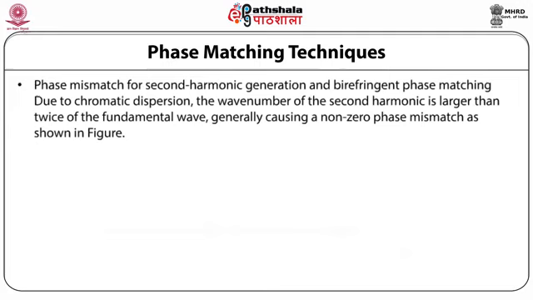Phase matching techniques. The chromatic dispersion of an optical medium is the phenomenon where the phase velocity and the group velocity of light propagating in a medium depend on the optical frequency. Absence of chromatic dispersion could lead to k2 is equal to 2k1 and the phase mismatch vanishes. Due to chromatic dispersion, the wave number of the second harmonic is larger than twice that of the fundamental wave. Dispersion generally causes a non-zero phase mismatch as shown in figure 4.